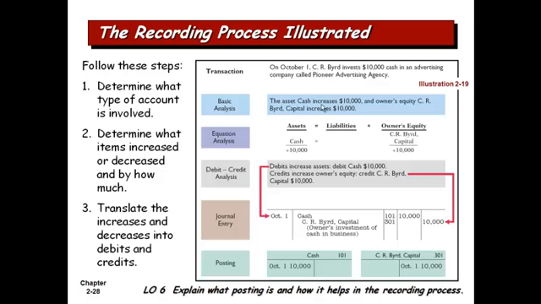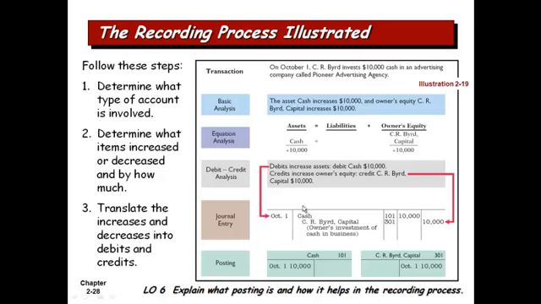The equation analysis, and you'll see this in one of your homework problems. Here's the accounting equation. We're going to add 10,000 to assets, and then on the corresponding right side of the equation, we have an increase in capital. Debit and credit analysis. Debit increases assets. Debit cash 10,000. Credit increases owner's equity. Capital 10,000. The most important thing I want you to focus on here is the journal entry.